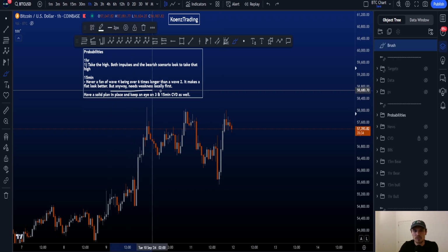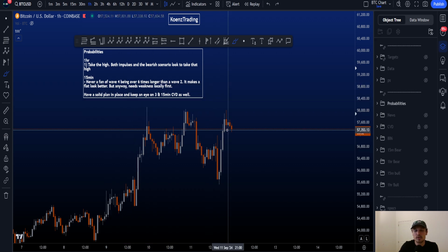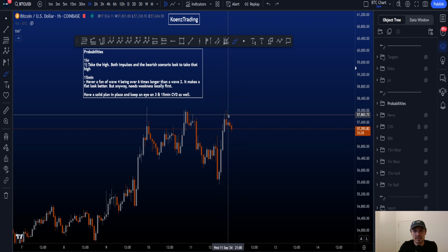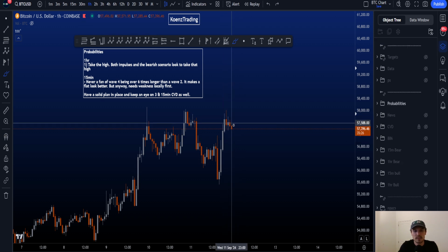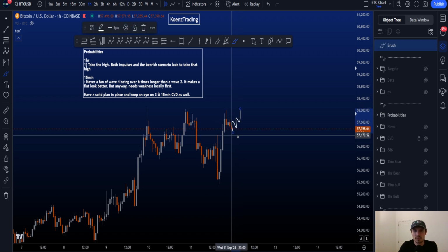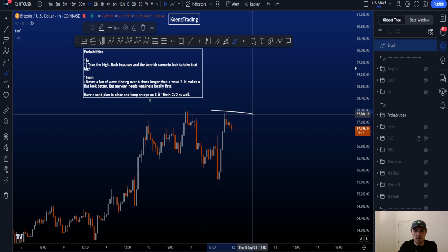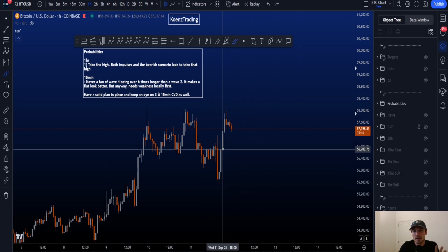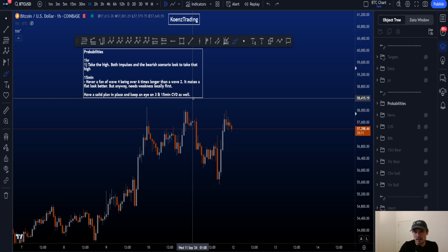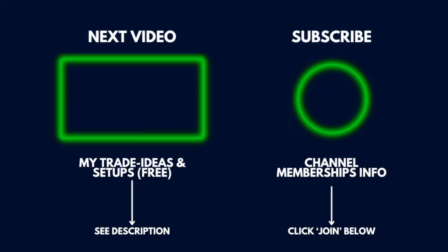But of course, we do like to see some local weakness first, which is what I mentioned, for example, the CVD divergences. And we did see some small bearish CVDs here. Now, of course, we then like to see that continue. If price turns around, local market structure to the upside with bullish CVDs, well, we're going to be looking for price to take the highs already. All in all, we want to have a solid plan in place and keep an eye on the 3 and the 15-minute CVD divergences.